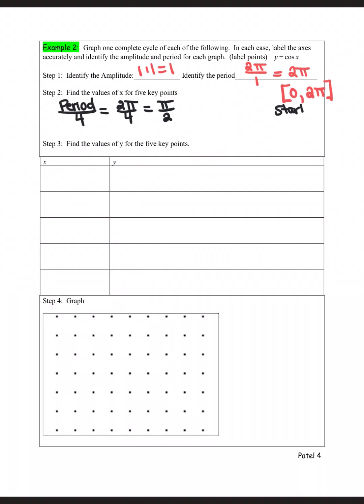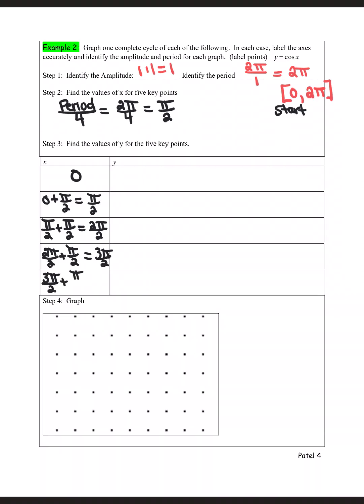So we're going to start at 0, and 0 plus pi over 2 is pi over 2. Pi over 2 plus pi over 2 is 2 pi over 2. I'll wait to simplify. 2 pi over 2 plus pi over 2 is 3 pi over 2. 3 pi over 2 plus pi over 2 is 4 pi over 2. When I simplify 2 pi over 2, that gives me pi, and when I simplify 4 pi over 2, that gives me 2 pi. Notice I started at 0 and I stopped at 2 pi. That's 1 period.